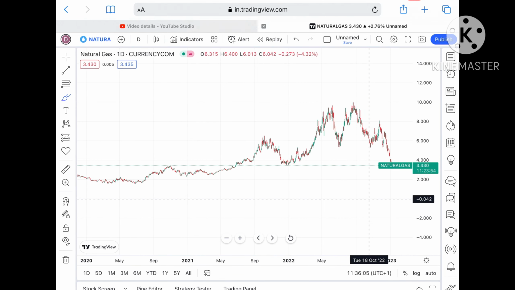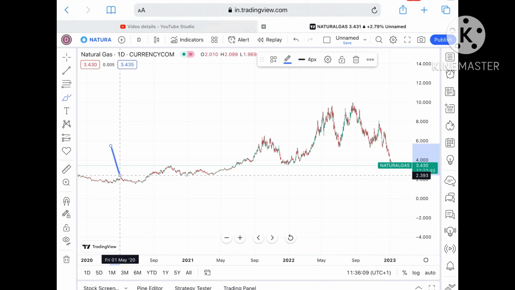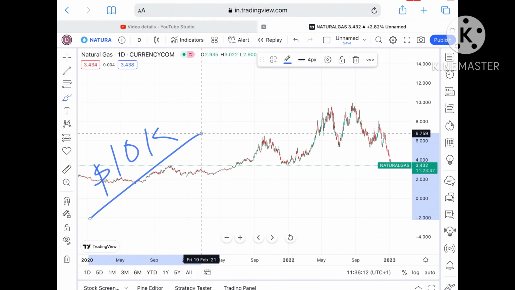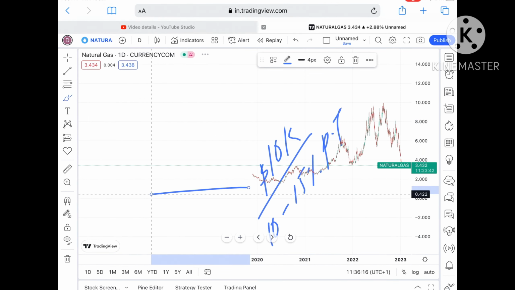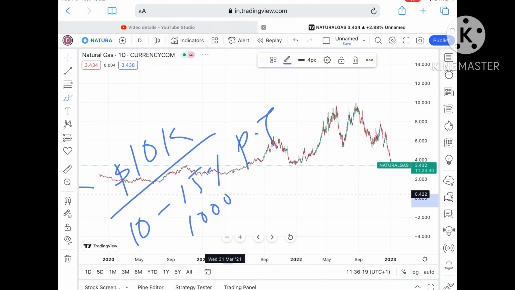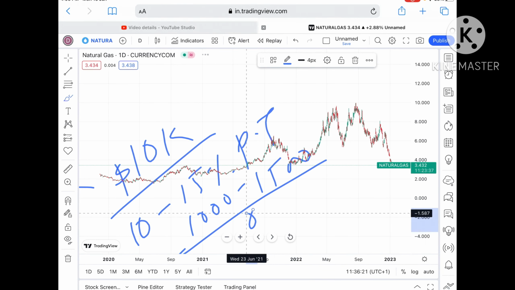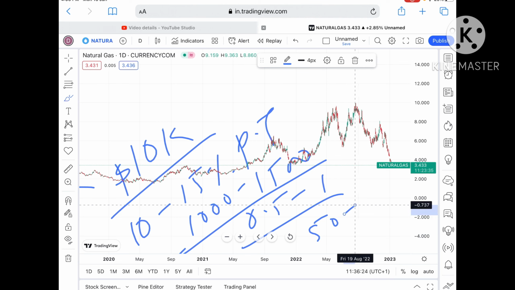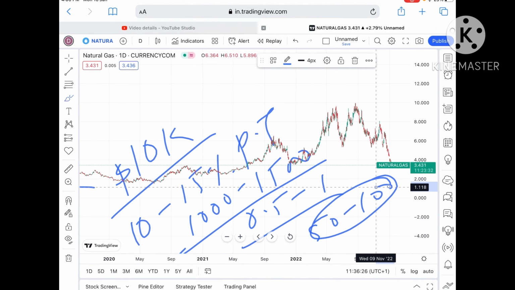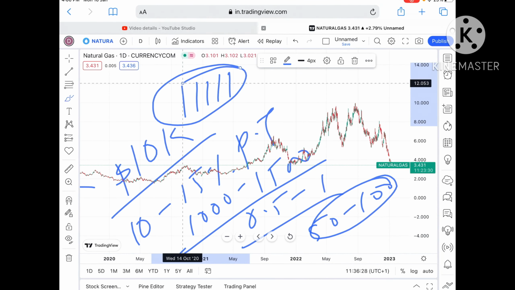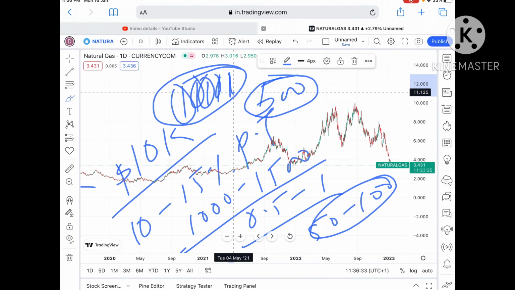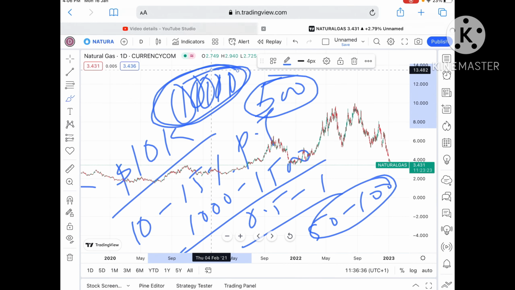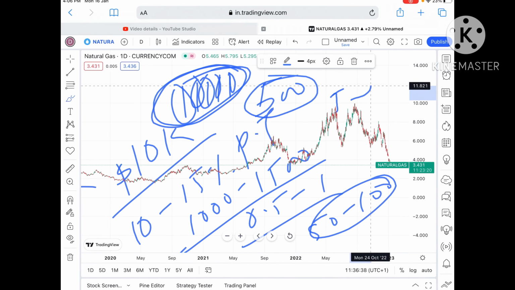Okay, now understand something: what mistakes do people make? What I teach in my workshop: suppose you are trading with $10,000, try to trade with 10 to 15% of capital per trade, that is 1000 to 1500, with a risk of 0.5 to 1%, that is $50 to $100. Suppose you took 5 trades, the maximum risk is $500, that is 100 per trade. If you lose all 5 trades, the maximum loss is $500.